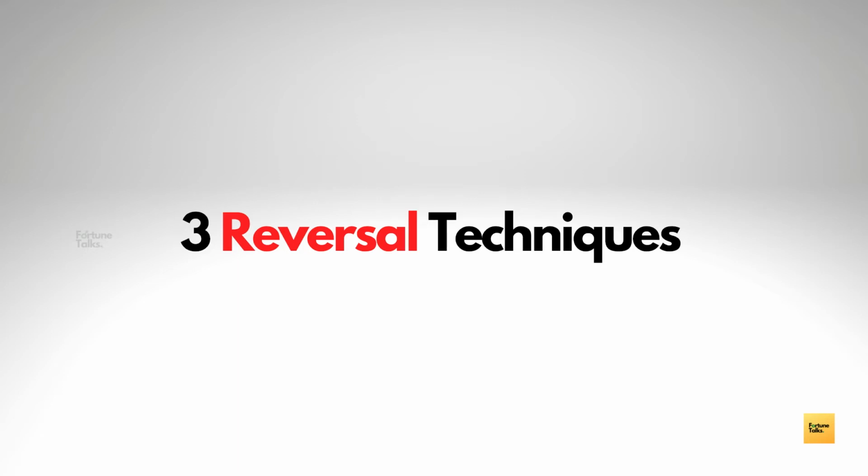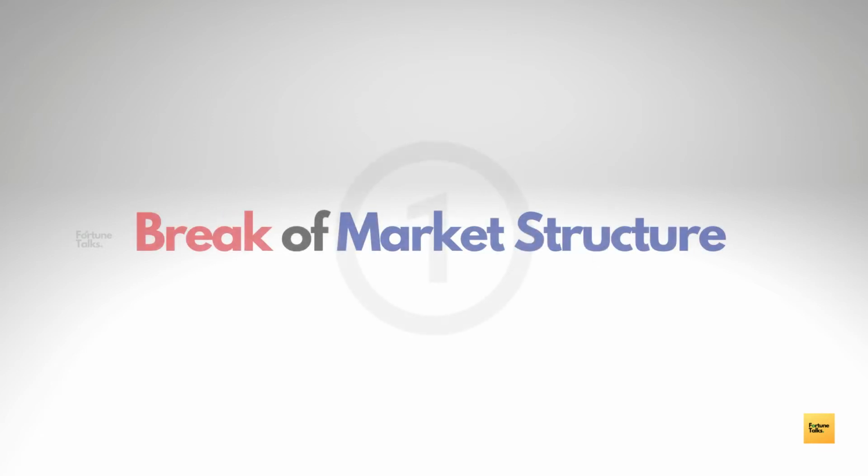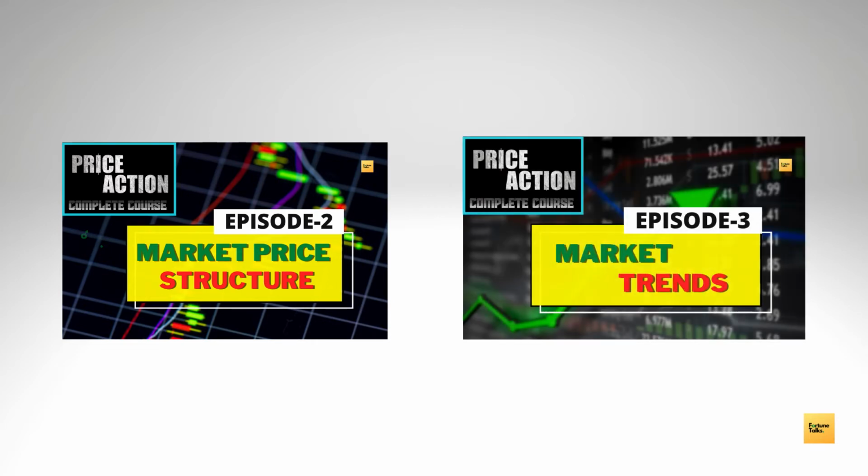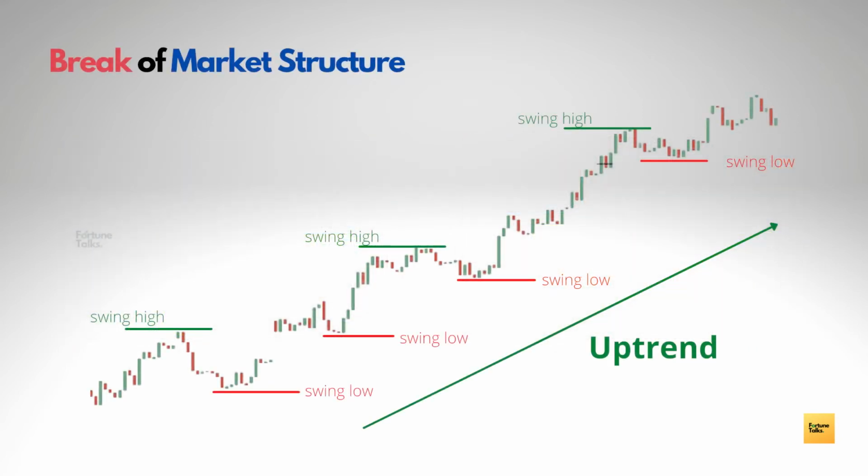And as a reversal trader, you want to be smart about when you want to enter your trades. So here we go. The first strategy is the break of the market structure. We have talked about the different stages of market in the market structure video, and we also know how to identify a particular trend type from the market trends video. Now think about this. In a trending market, let's say an uptrend, the price makes higher highs and higher lows. And what do I mean by a break of the market structure?